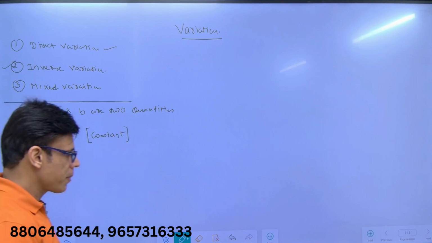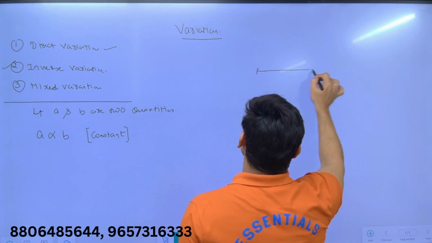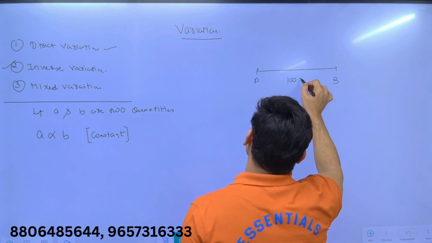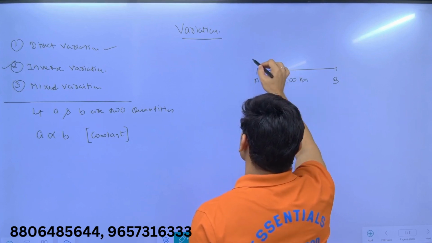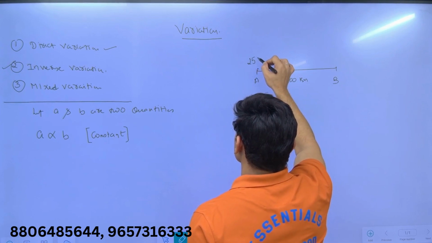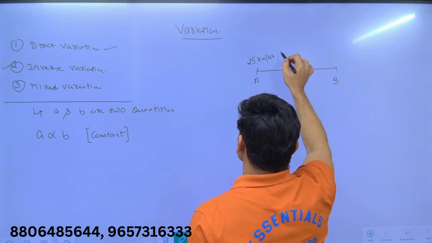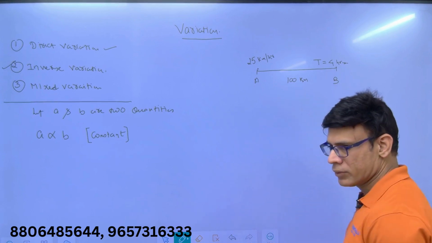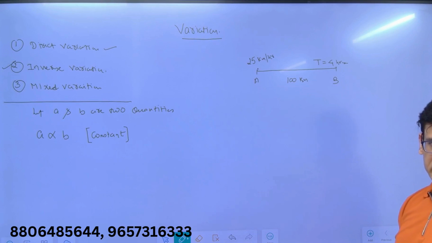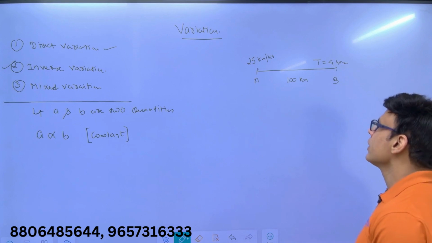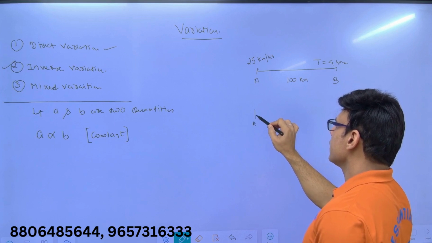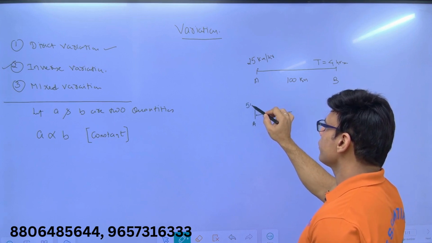For example, suppose there are 2 points A and B, 100 kilometers apart. You travel from point A with a speed of 25 kilometers per hour. You will reach point B in 4 hours. Now, if you keep the time, 4 hours, as constant and again start from point A with a speed of now 50 kilometers per hour.